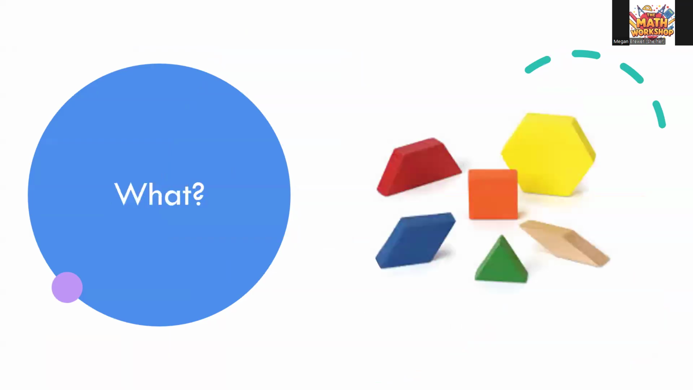Pattern blocks were created in 1963 as part of the Elementary Science Study at the Education Development Center in Massachusetts, according to Wikipedia. The goal was to develop hands-on learning tools for math and science education. Some educational companies produce them in a plastic form, and others produce them in a foam form.